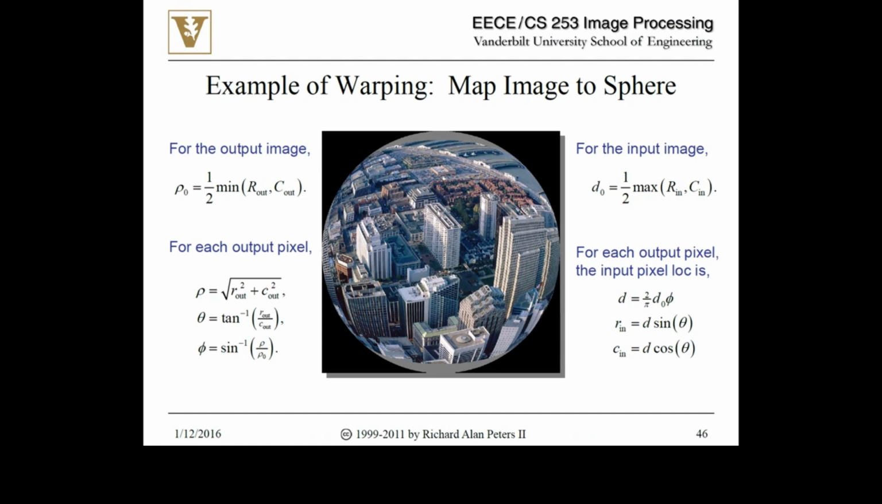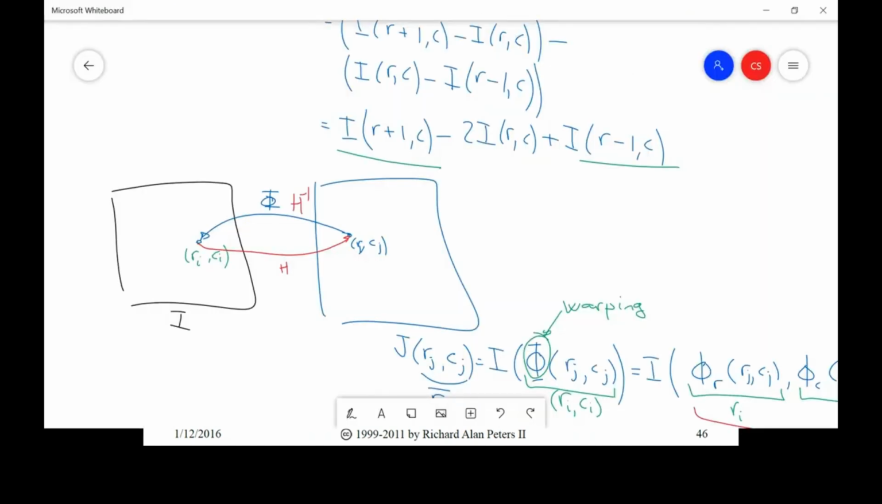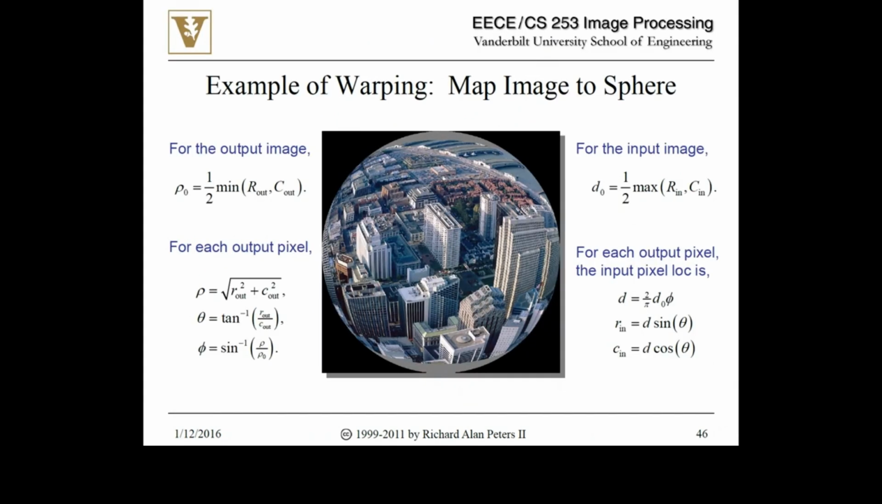So if you know how to take a flat image and make it as seen in a spherical mirror, this is the transformation phi, you can compute phi minus one, which is the inverse of phi. You would have to invert that process. That means you could take images taken by this spherical mirror and make them flat.